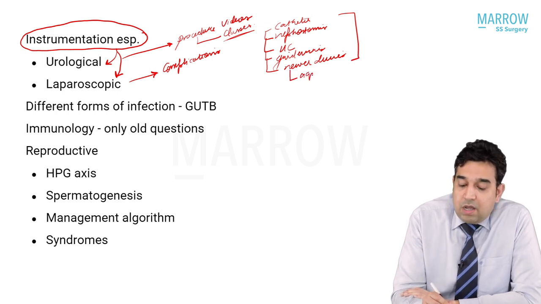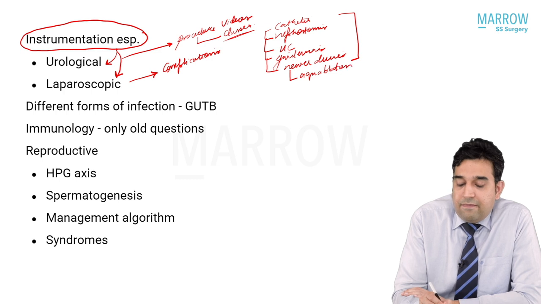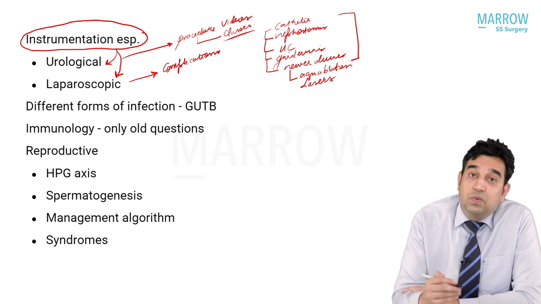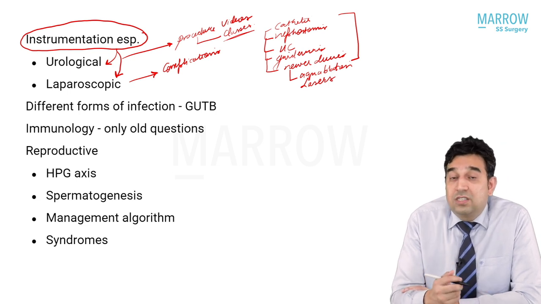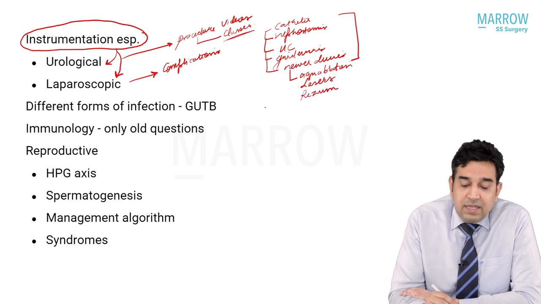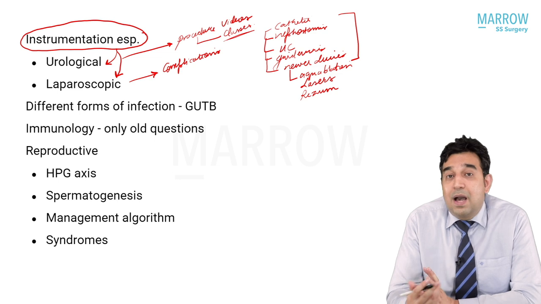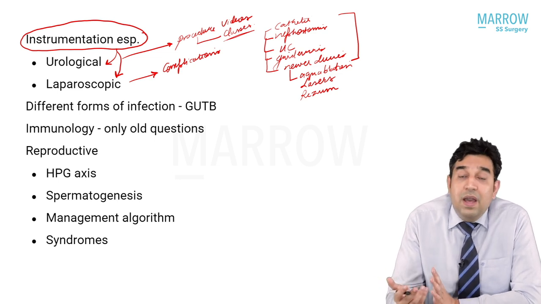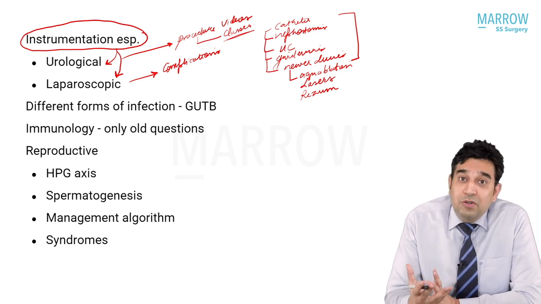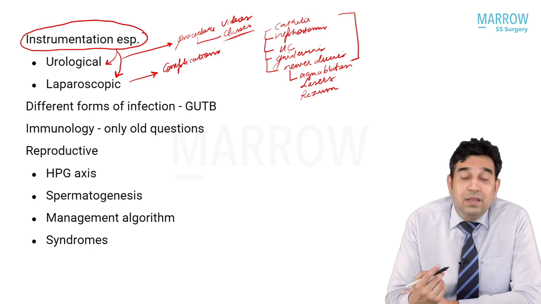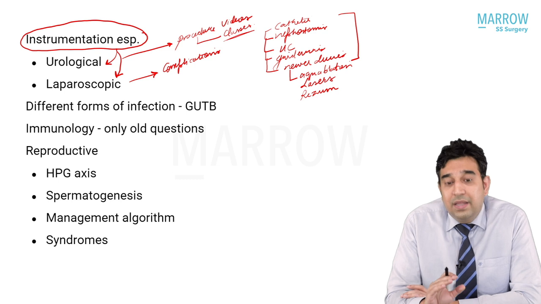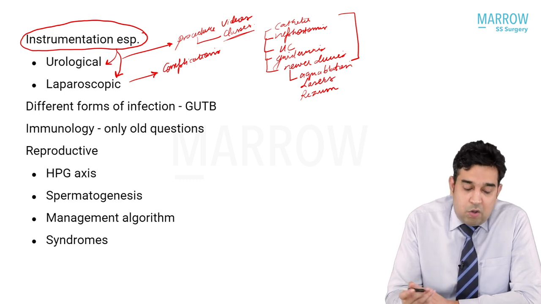We have aquablation coming up for prostate. We have lasers which are commonly asked about, the different types of lasers, the advantage of one laser over the other, their wavelengths, their characteristics, and we have Rezum therapy. So all these newer devices which are coming, examiners are really fond of them because they keep hearing about them in conferences, whenever they go to the exhibition halls, and then it can always be in the mind of the examiner to ask about them. It also tells the examiner how abreast the candidate is with the latest that's going on in urology.